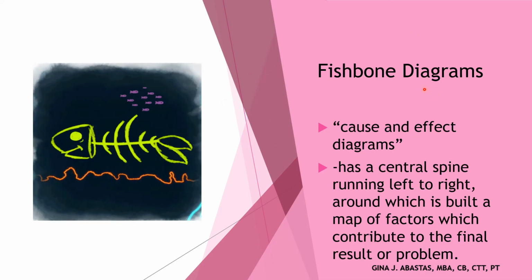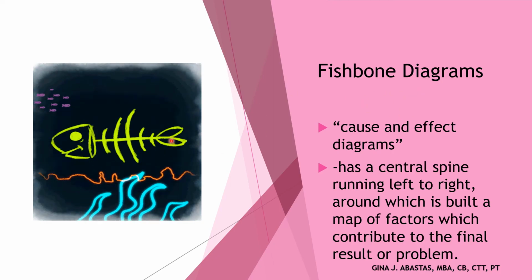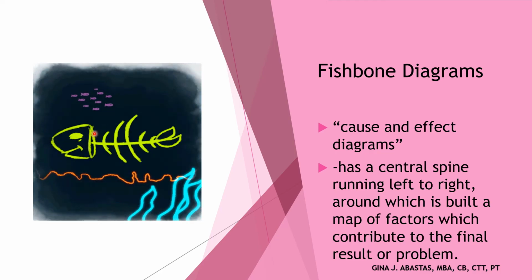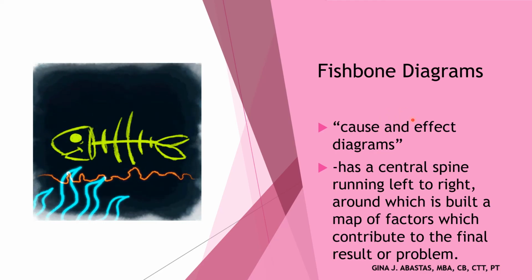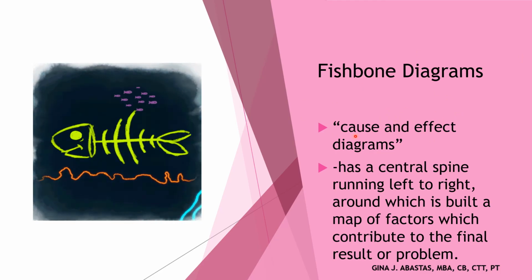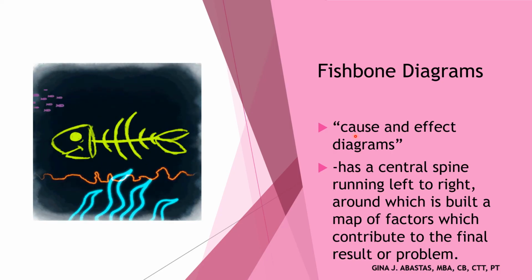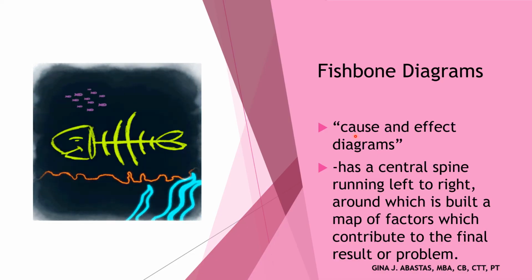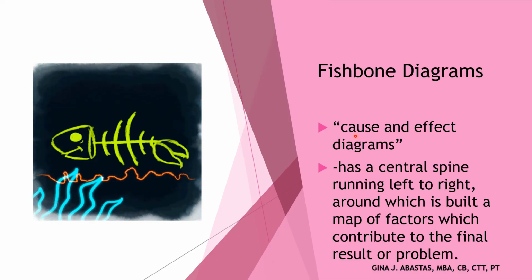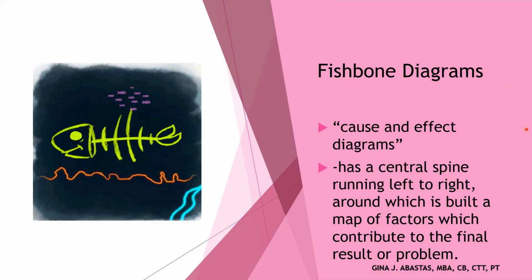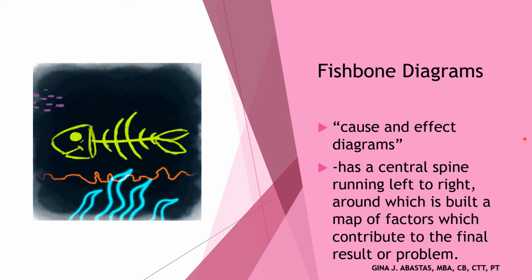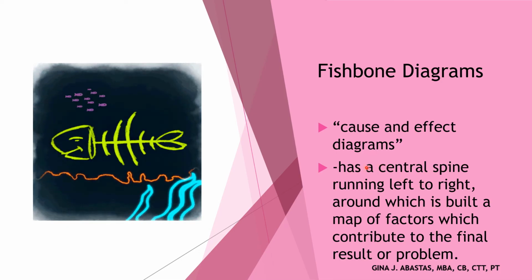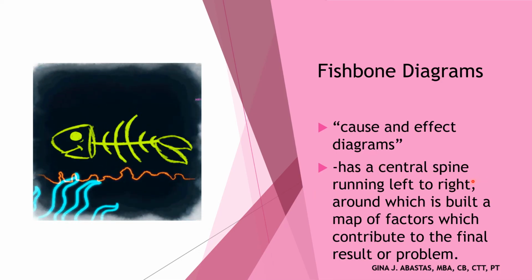Okay, so it has a central spine running left to right, around which is built a map of factors which contribute to the final result or problem. For each item, the main categories of factors are identified as shown in the main bones led into the spine. Okay, so again, it has a central spine running left to right.